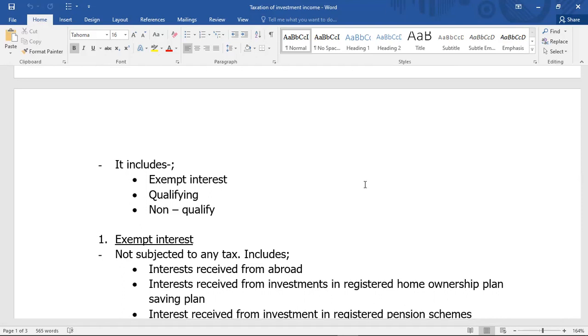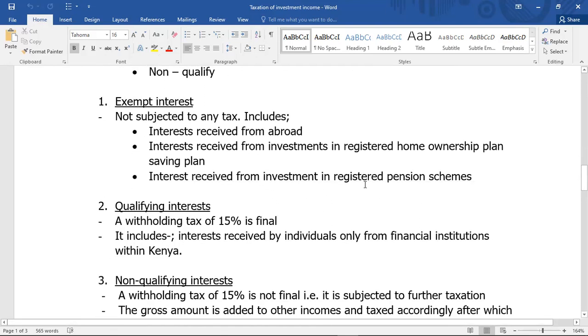So when you look at the exempt interest, we are saying not subjected to any tax. They normally include interest received from abroad, and interest received from investment in a registered home ownership plan. We talked about the home ownership savings plan. We are not supposed to be having two plans there. Then we have number 3, where we are discussing the interest received from investment in registered pension schemes.